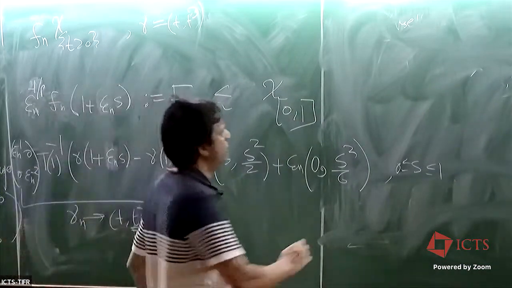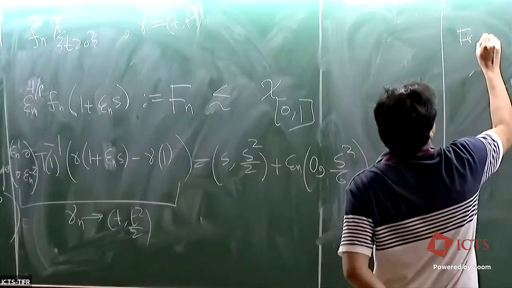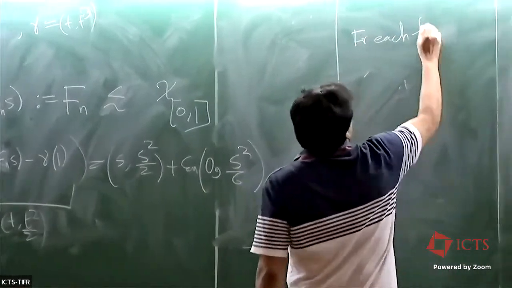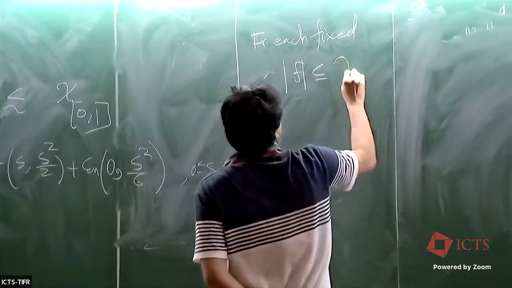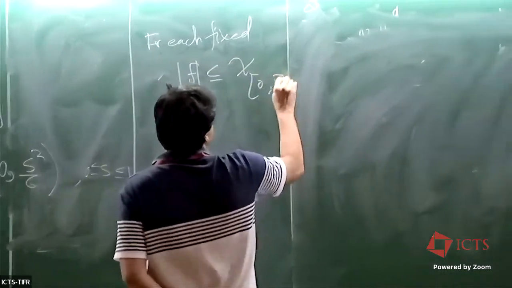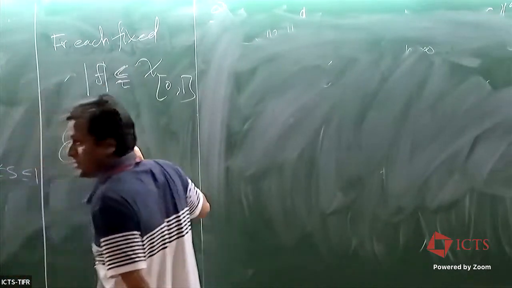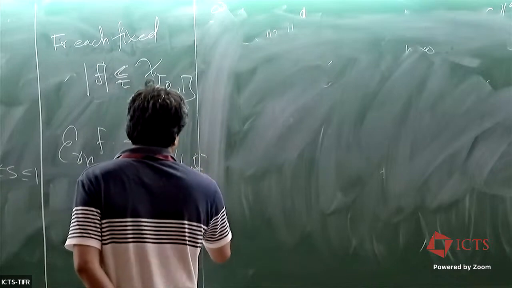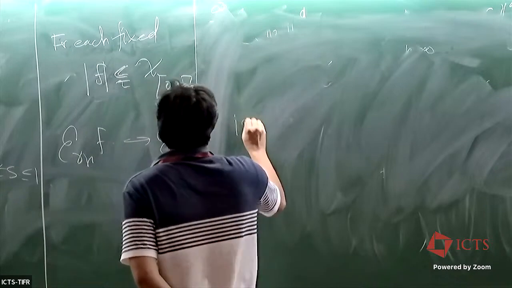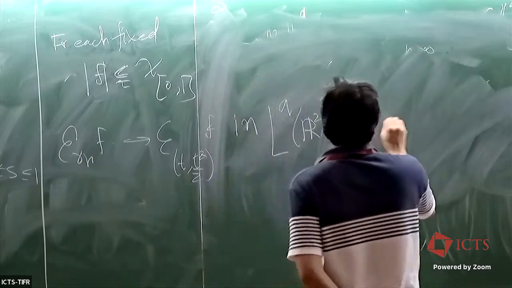It turns out that for each fixed f with compact support, f bounded, say supported on 0 to 1, the extension of gamma n applied to f converges to the extension of the parabola applied to f in L^q of R^2 for each q bigger than 4.